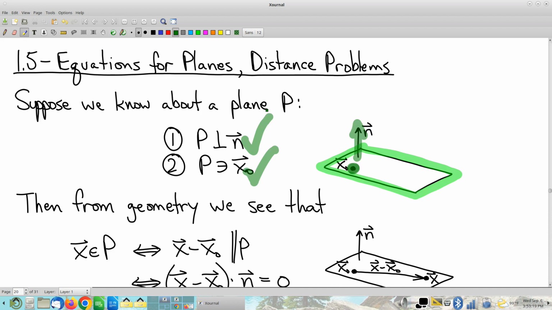And I hope your geometric intuition is happy with the idea that a normal vector describes how that plane is oriented in space, right? And then once you tell me it's got to go through a given fixed point, well then there's only one plane that can go through a given point and be oriented in exactly the way described by that normal vector. Everybody believe that?